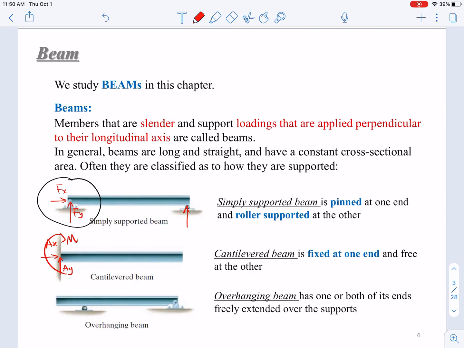And we also have the overhanging beam. An overhanging beam has one or both of its ends freely extended over the supports. In this example, we have only one end extended. So you still have one end pinned with two reaction forces, and a roller support with one reaction force, and the left end is freely extended. In most cases, this kind of overhanging beam can be split into two parts and considered as a combination of a cantilever beam and a simply supported beam under some additional principles that we will talk about in later sections.